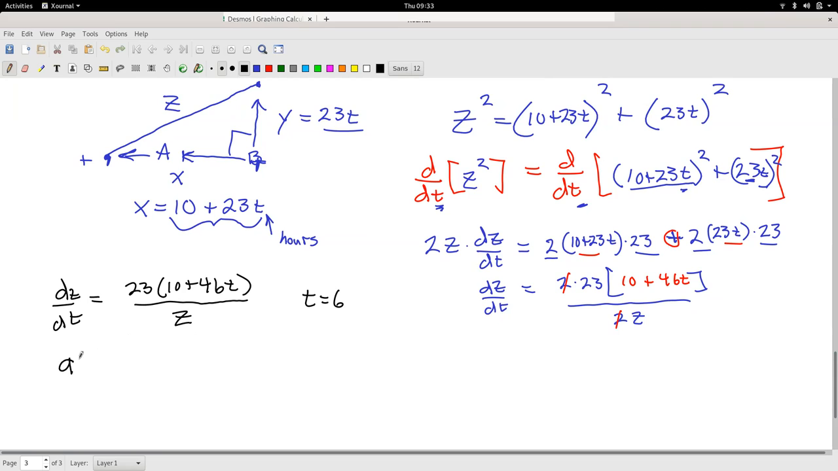So if we then take dz dt, the notation for evaluating something like this is to put a vertical bar, t equals 6. So that means plug in the 6. And I'm just going to get 23. And then it's pretty much calculator time at this point. There's no reason to do any more algebra.